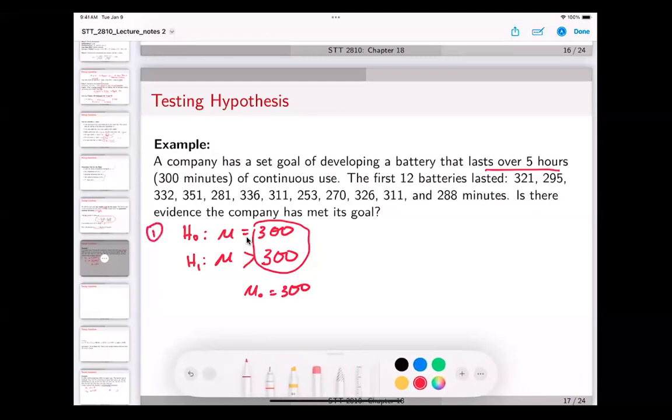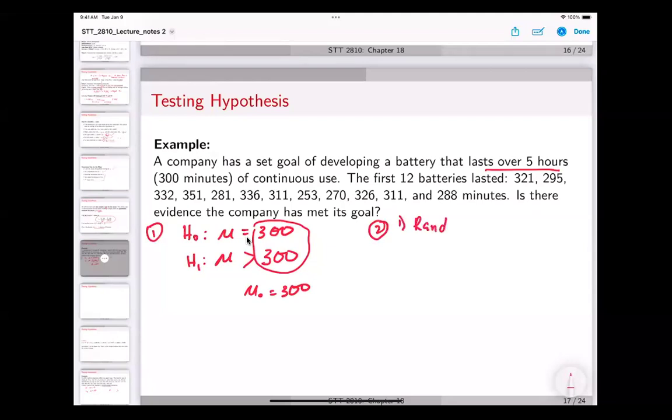to write the hypothesis. Step two is to be able to check the various assumptions of the t-test. We talked about these assumptions in chapter 17. What are those assumptions? One is randomization. And then two, we know the less than 10%. And then the third one is what? The nearly normal.